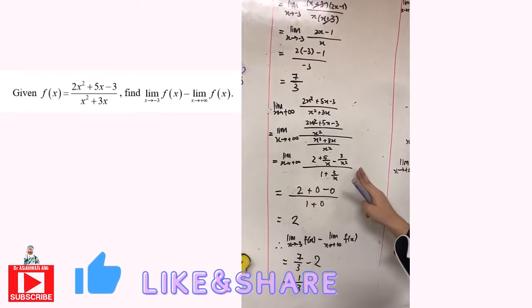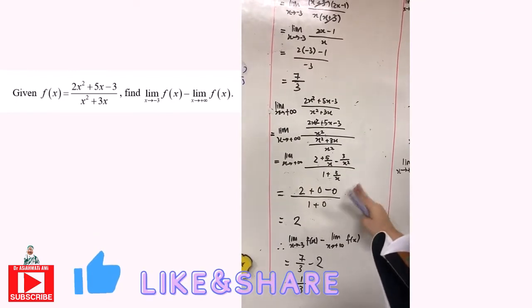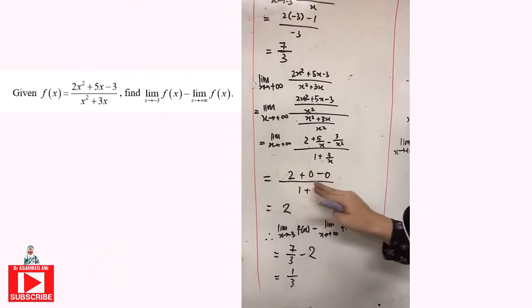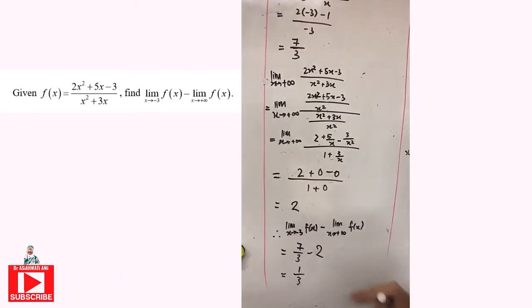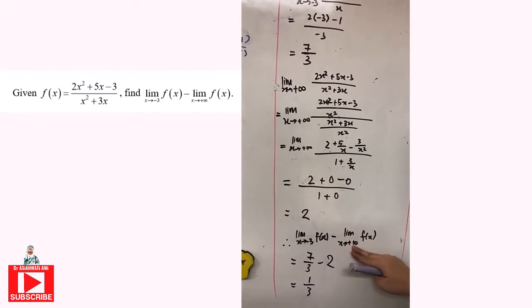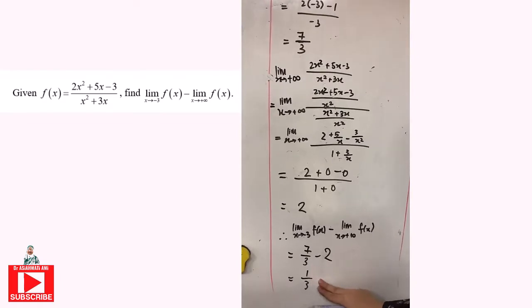So we know that any value over infinity is too small, so we just write 0. So 2 plus 0 minus 0 over 1 plus 0 is equal to 2. So when limit x approaching negative 3 minus limit x approaching positive infinity, we get 1/3.